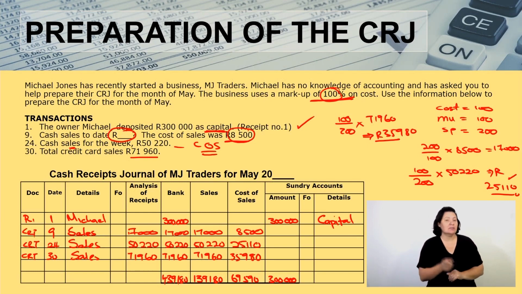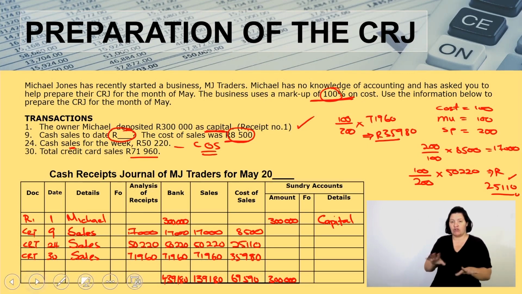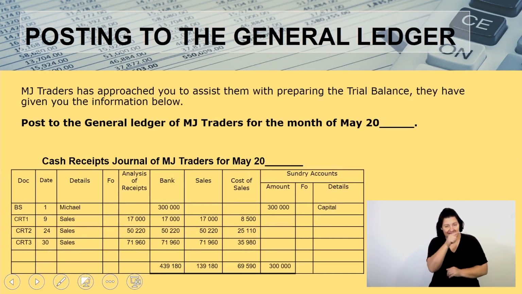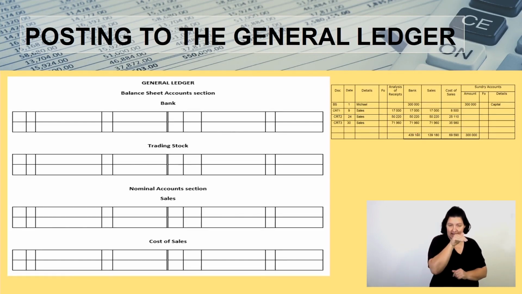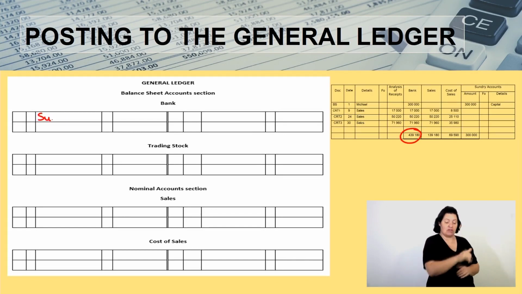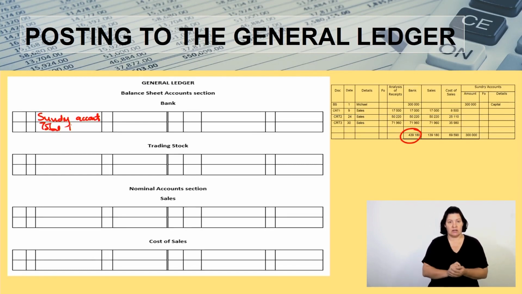Let's quickly see how we would post this now into the general ledger. Okay, so this is how the solution looks. Let's take this information and post it to the general ledger. Here is my general ledger. So remember, bank. So I'm going to post this to my bank account. So I'm going to say sundry accounts here. Sundry accounts. What is this? Total receipts.